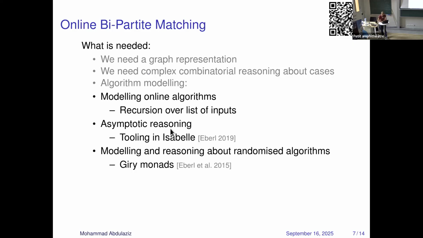So this algorithm shows that if you want to do serious combinatorial optimization, you will also need to talk about online algorithms, which is a different mode of computation. The way we're doing it is just by recursion over our list of inputs, but that's a naive way. If you want to prove more interesting properties, you might want a better model of computation. Also, you will need asymptotic reasoning about randomized algorithms. So we're using here two things that were done by Manuel and co-authors.